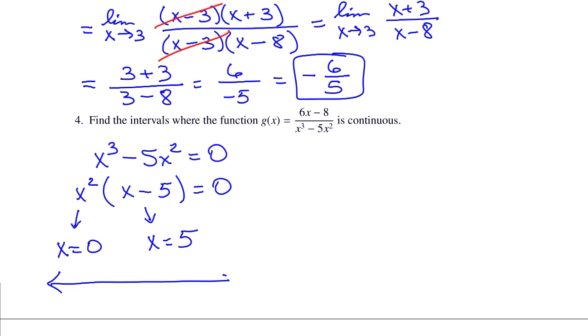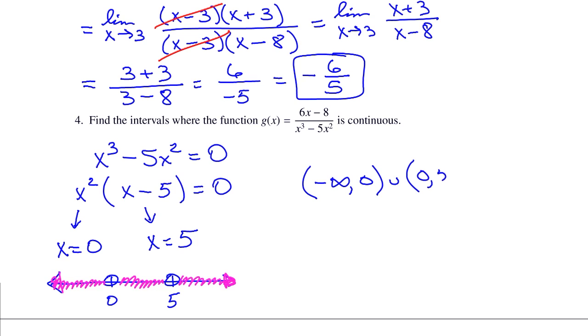On the number line, we have 0 and 5, and these are values that I need to jump over. Every place where there is shading now is an interval where this function is continuous. I see that we have 3 intervals. Those intervals are -infinity to 0, union 0 to 5, union 5 to infinity.